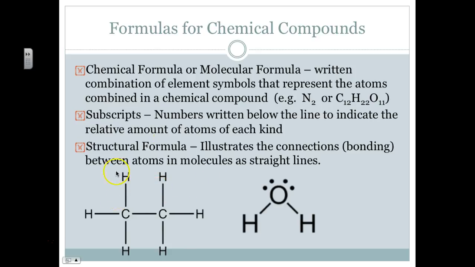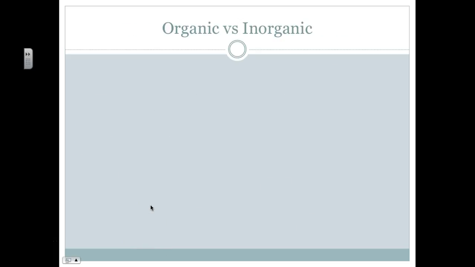This is ethane. So again, you can see where all the different hydrogens bond with each of the carbons, except right here, 2 carbons bond together. So again, chemical formulas or sometimes molecular formulas are the element symbols and the subscripts. Structural formulas are the symbols, but then it shows you where they actually bond.